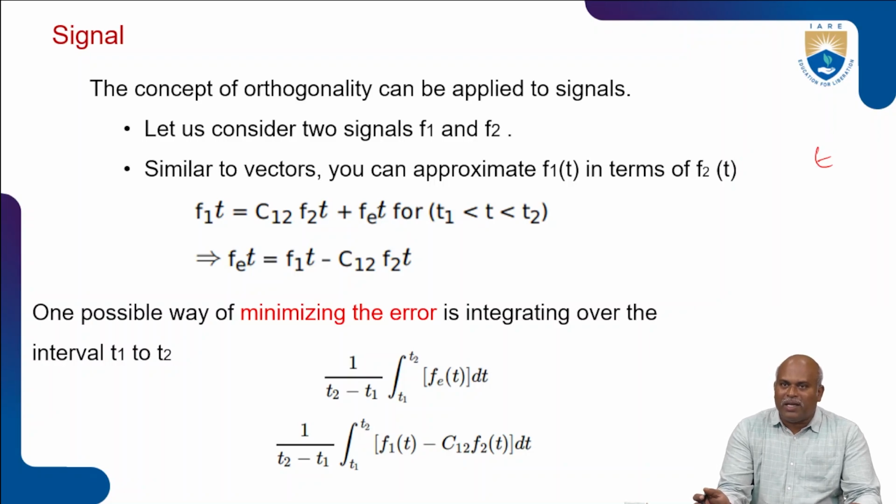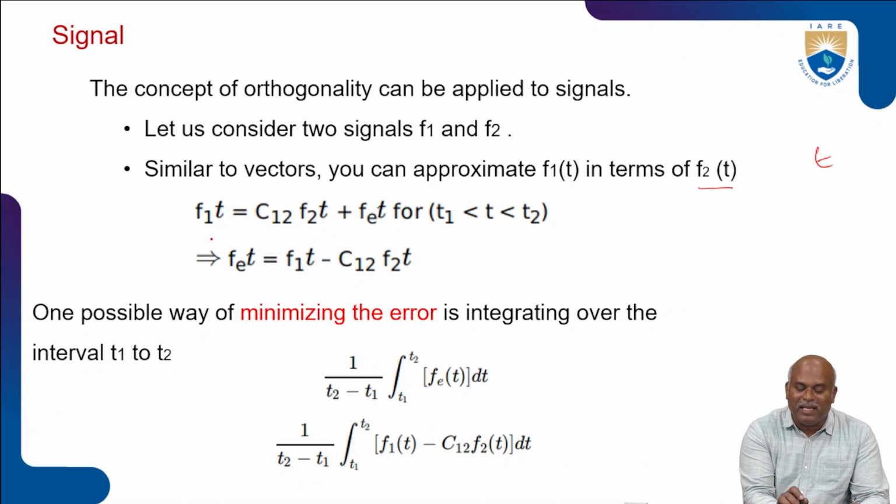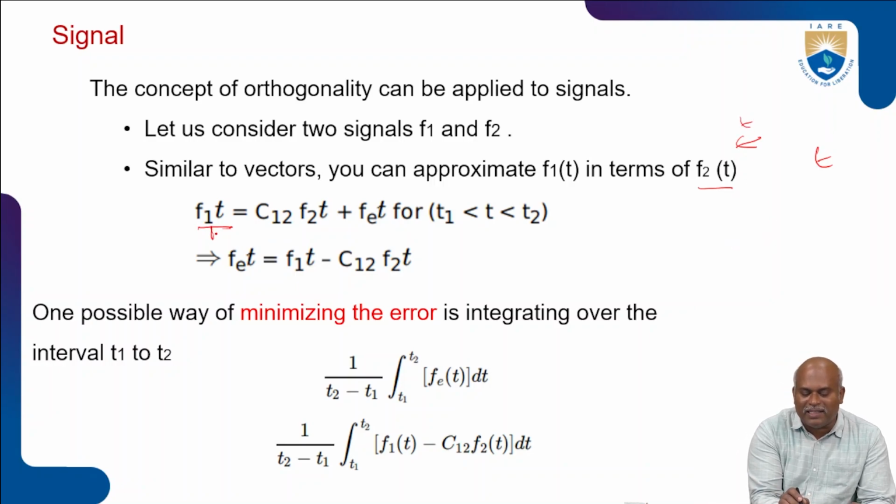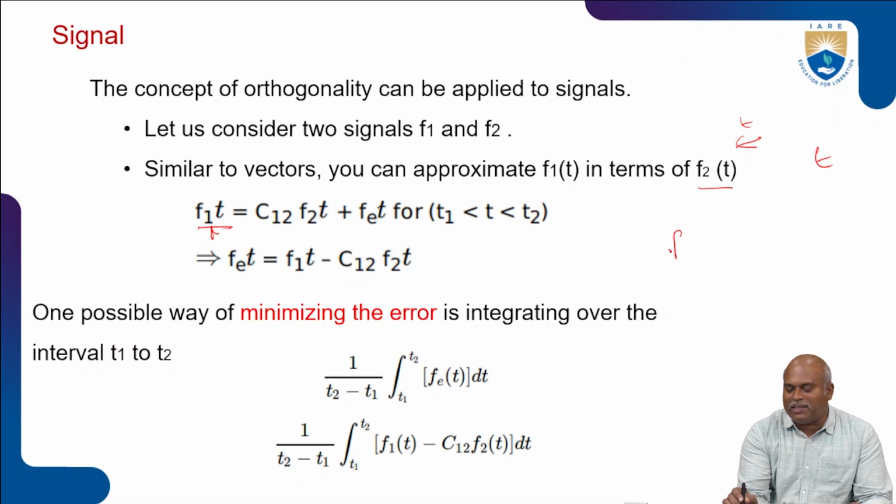We may approximate both F1 and F2. I should write them as F1 of t as well as F2 of t, because both signals are time based signals. For a time based signal, as per vector orthogonality, F1 of t is represented as a vector.